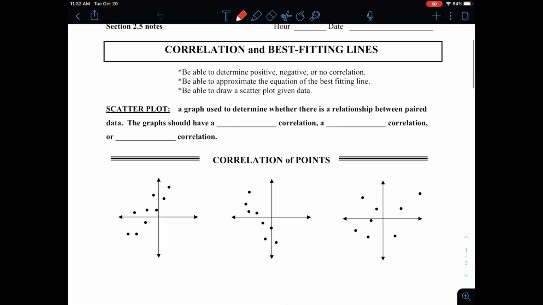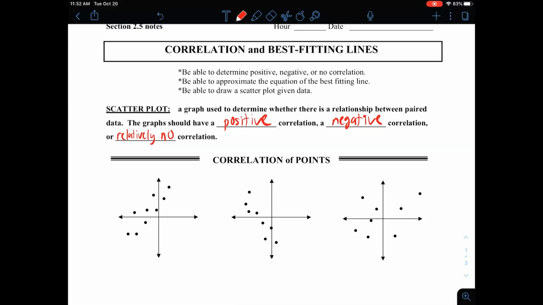All right, a scatter plot is a graph used to determine whether there is a relationship between paired data. The graphs should have a positive correlation, a negative correlation, or relatively no correlation. Okay?